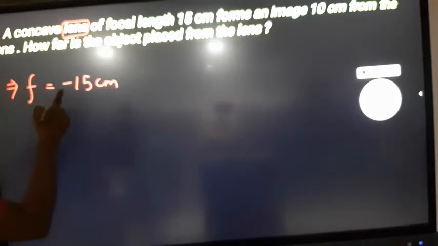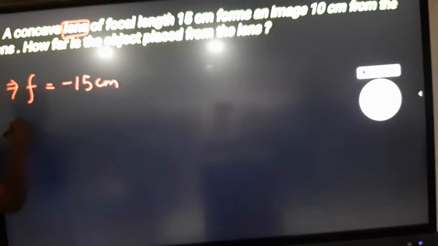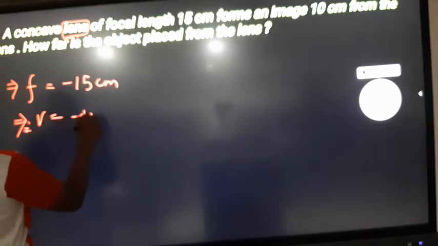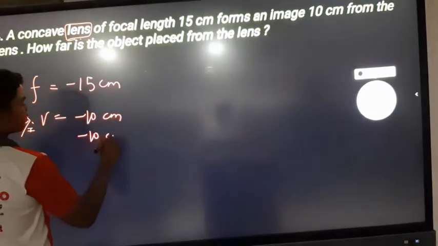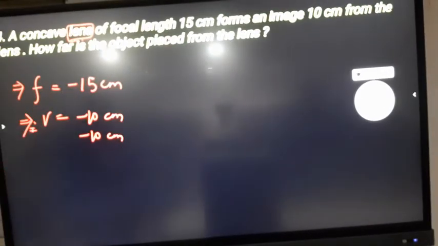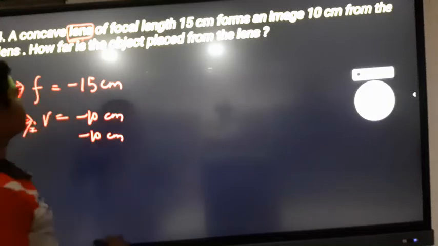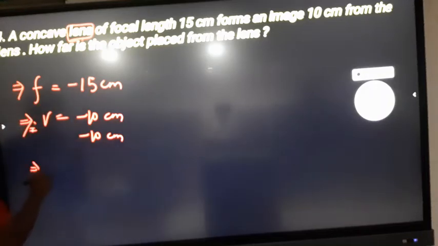And image, it forms an image 10 cm from the lens. From the lens means it is in front of the lens. So we take that a concave lens, image 10 cm. So we will take that v equals to minus 10 cm. Minus 10 cm. Now asking how far is the object placed from the lens. So we have to find object distance, which is u.